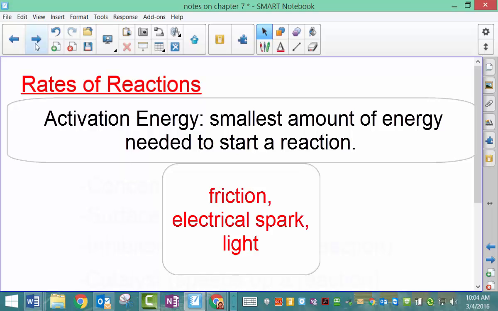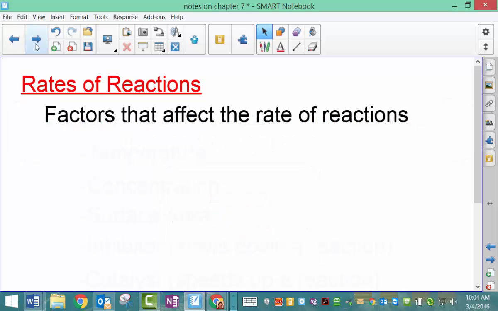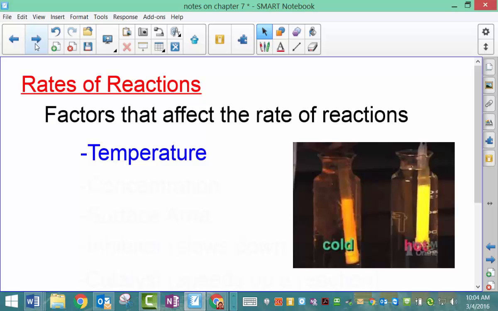And so we're going to look at a graph a little bit later, and we're going to include that activation energy. But let's talk about factors that are going to affect this speed of reaction, this rate of reaction. The first one's temperature. We discussed this at the beginning of the year. If you increase the temperature, that will make the particles vibrate faster. They're going to collide a little bit more. We're going to have reactions starting. We're going to have chemical bonds being made.